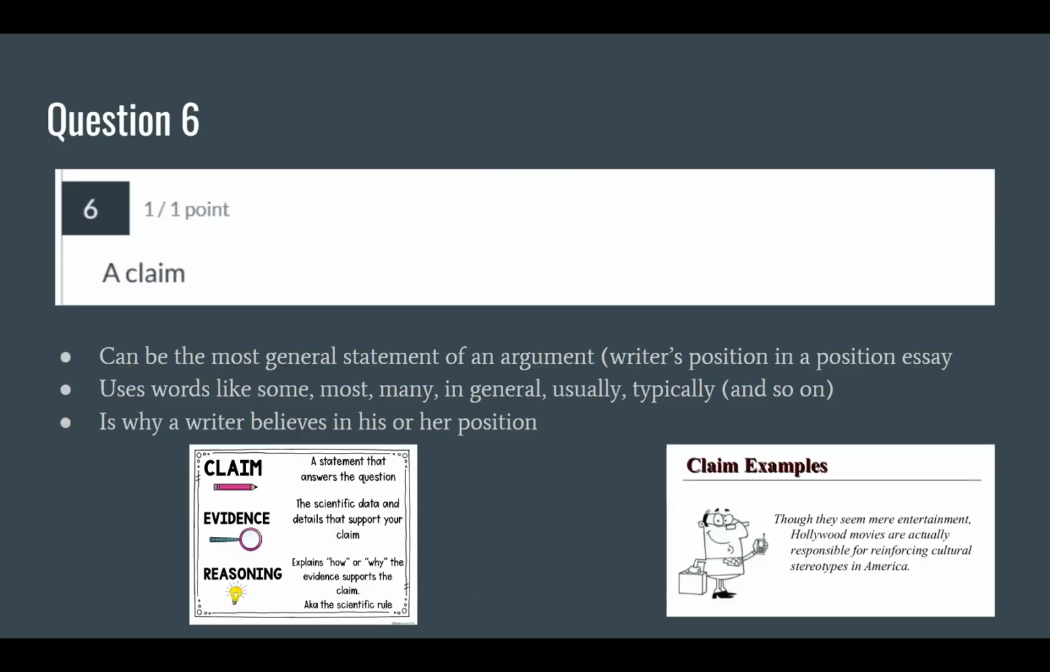Question number six. A claim can either be the most general statement of an argument, or the writer's position in a position essay. A claim could use words such as some, most, many, in general, usually, typically, and so on. Or a claim could be why a writer believes in his or her position.